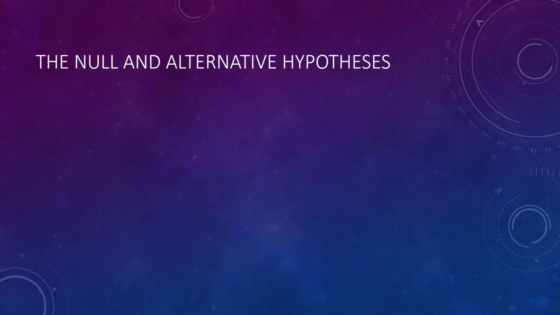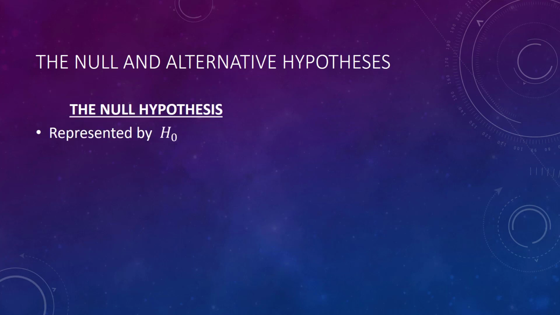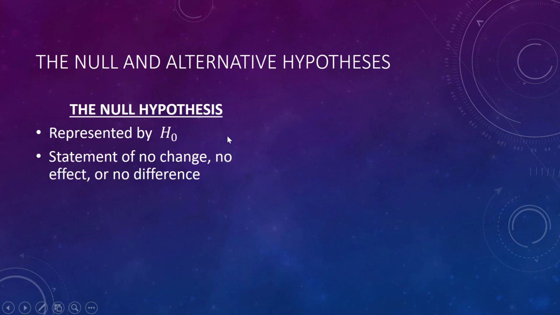The null and alternative hypotheses. The null hypothesis is represented by the symbol that is a capital H with a lowercase o, and the way this is read is H naught. Naught is N-A-U-G-H-T, and it literally means nothing. So we say H naught. This is a statement of no change, no effect, or no difference. This statement, the null hypothesis, uses an equals sign.